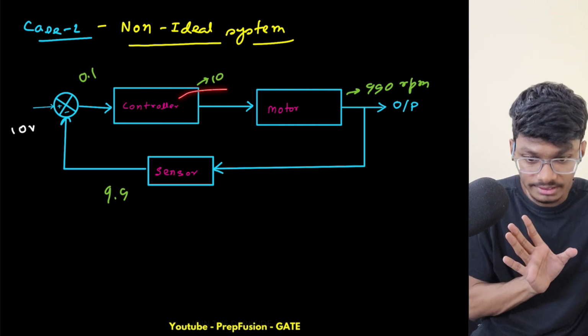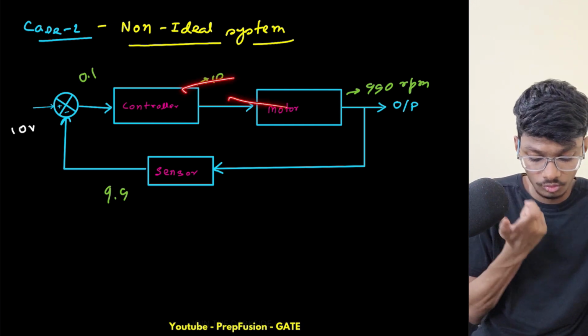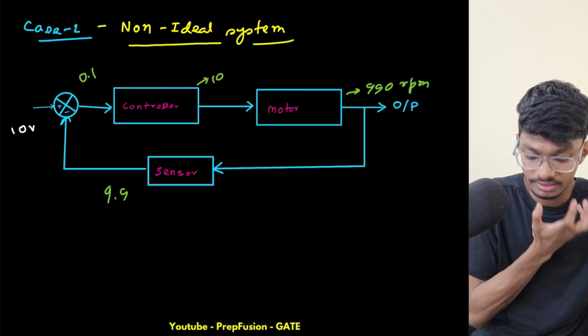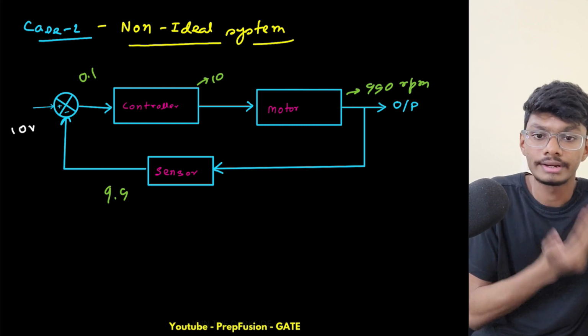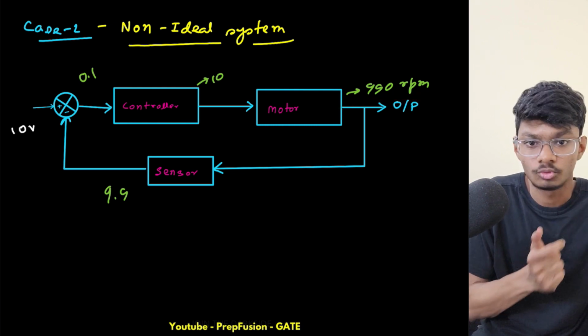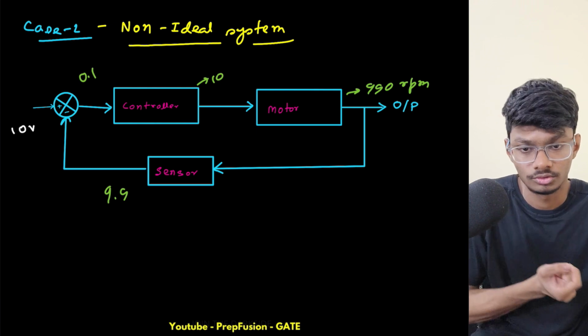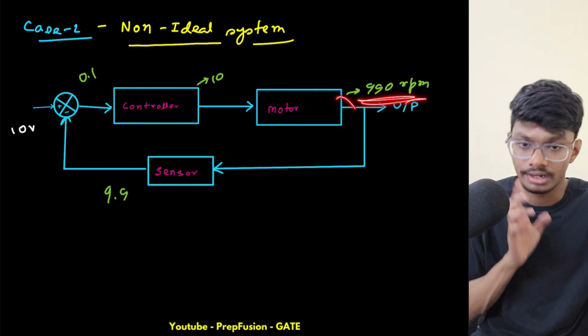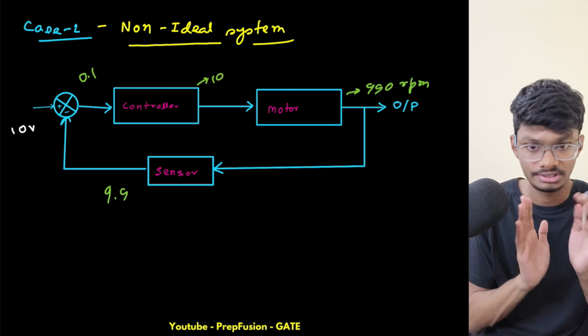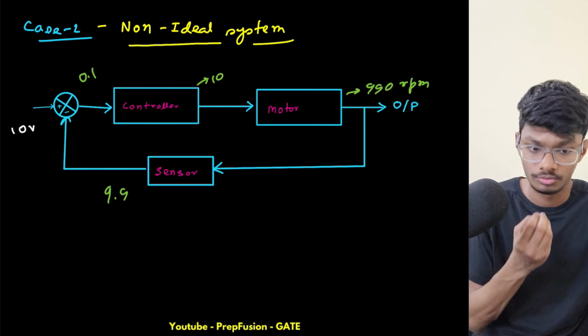Due to some non-ideality, this is giving me 10 volt, and due to that, this motor input is getting 10 volt, and this is giving me 990 rpm instead of 1000 rpm. This motor has also some error in it due to some non-ideality. So I'm getting 990 rpm, and this has reached steady state. Okay, I hope you understand.